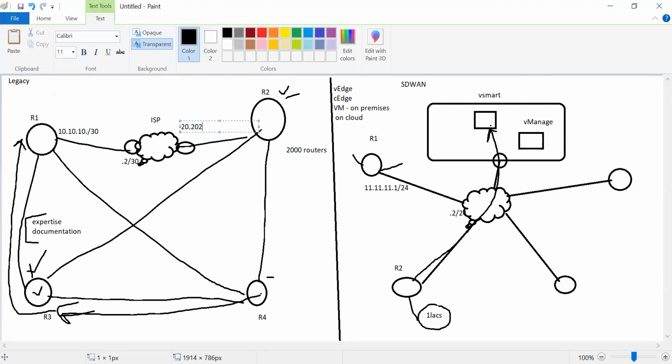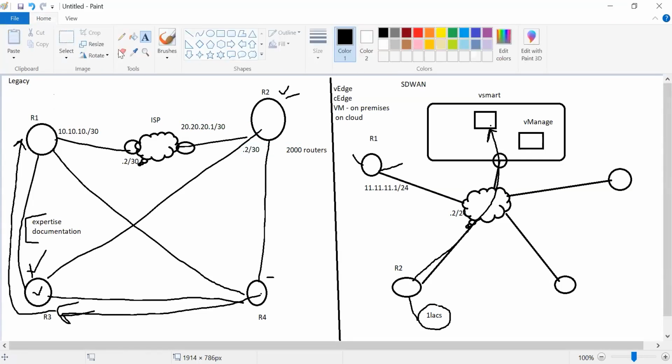Here, let's suppose we have 20.20.20.1/30. Here we have .2/30. Now, underlay would be that we can ping, sitting on this router using this interface as source, we can ping .2, this IP address, directly. I'm assuming we have, let's say, a static route or any sort of protocol to exchange this routing information.